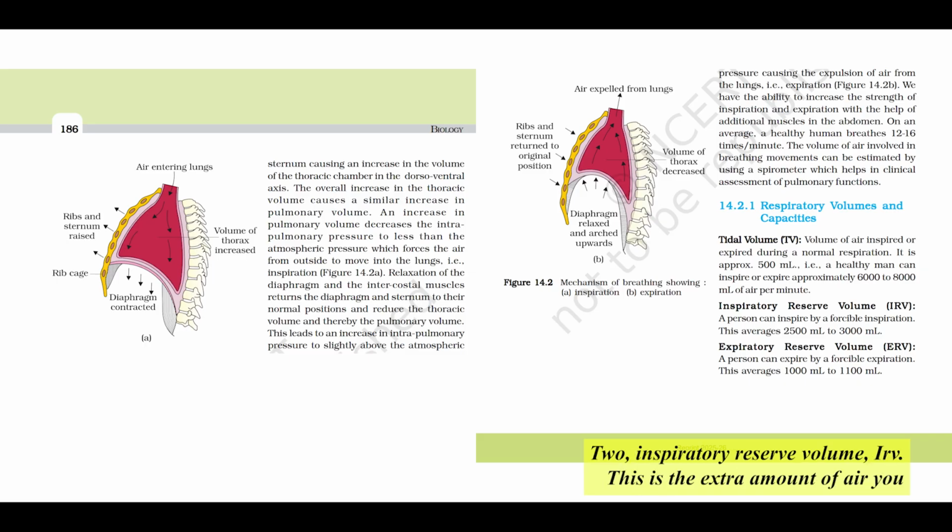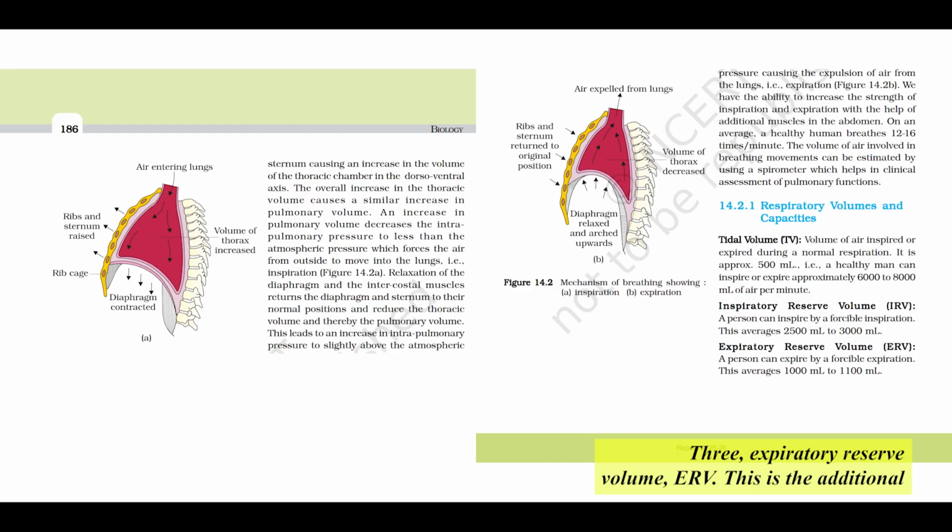2, inspiratory reserve volume, IRV. This is the extra amount of air you can forcibly inhale after a normal tidal inspiration. Take a normal breath in, then try to suck in as much more air as you possibly can. That extra volume is your IRV. It's quite large, averaging 2,500 milliliters to 3,000 milliliters. It represents your reserve capacity for deep inhalation.